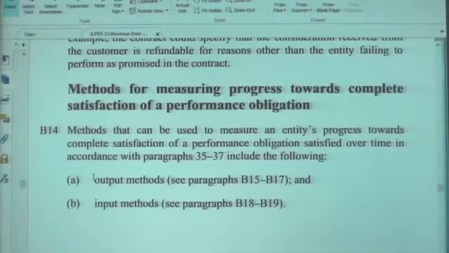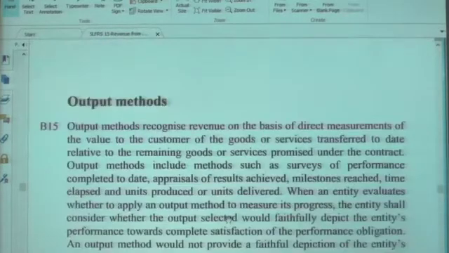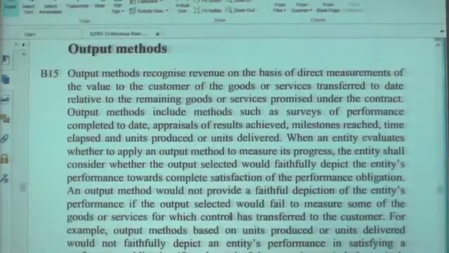These are the two methods as explained in paragraph 41. You can calculate the progress on output method or input method, right? B15 explains what the output method is. Output method recognizes revenue on the basis of direct measurement of the value to the customer of the good or service transferred to date relative to the remaining goods and services promised under the contract.